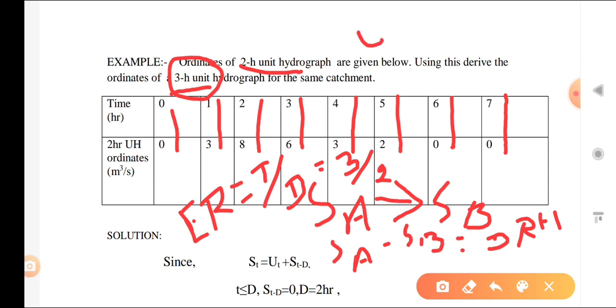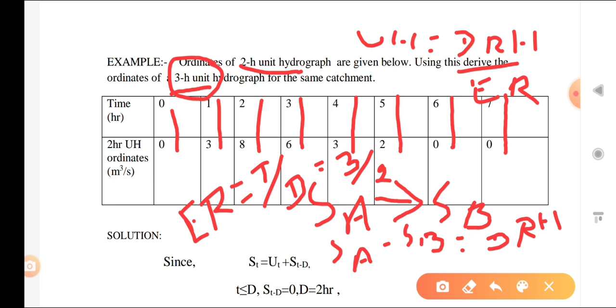Now we have to find the unit hydrograph. The unit hydrograph will be DRH divided by effective rainfall. So when we divide DRH by 3 by 2, the unit hydrograph is equal to DRH divided by 3/2, or also we can say the unit hydrograph is equal to DRH multiplied by 2 divided by 3.